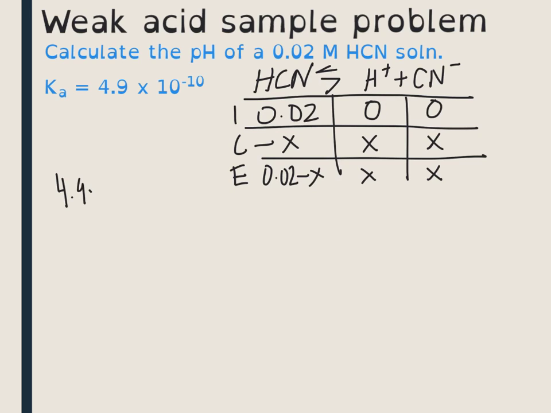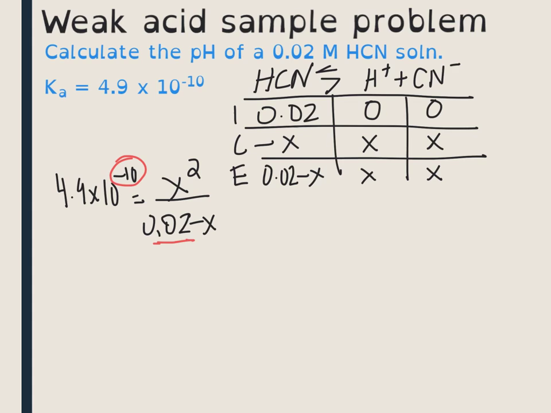All right, so we are going to set up our equation. 4.9 times 10 to the negative 10th is going to equal x squared over 0.02 minus x.